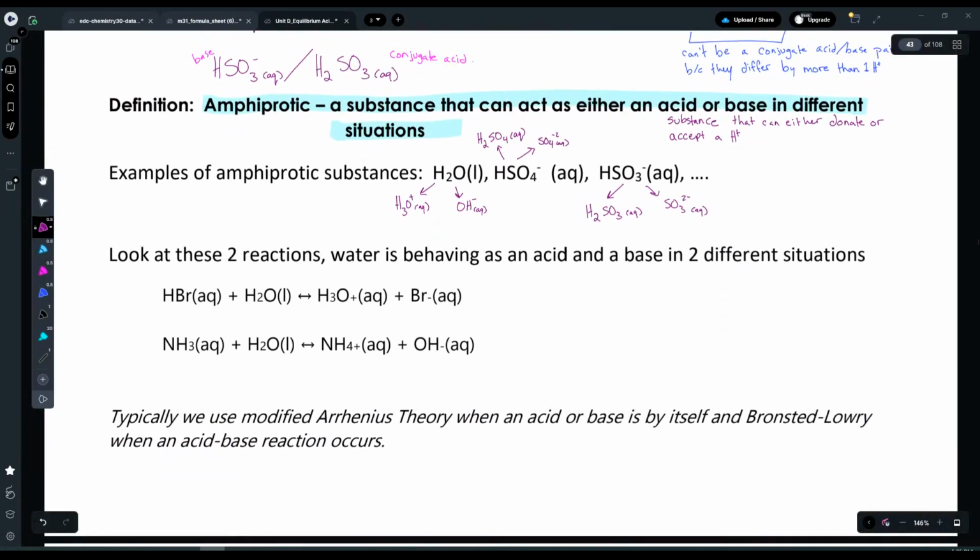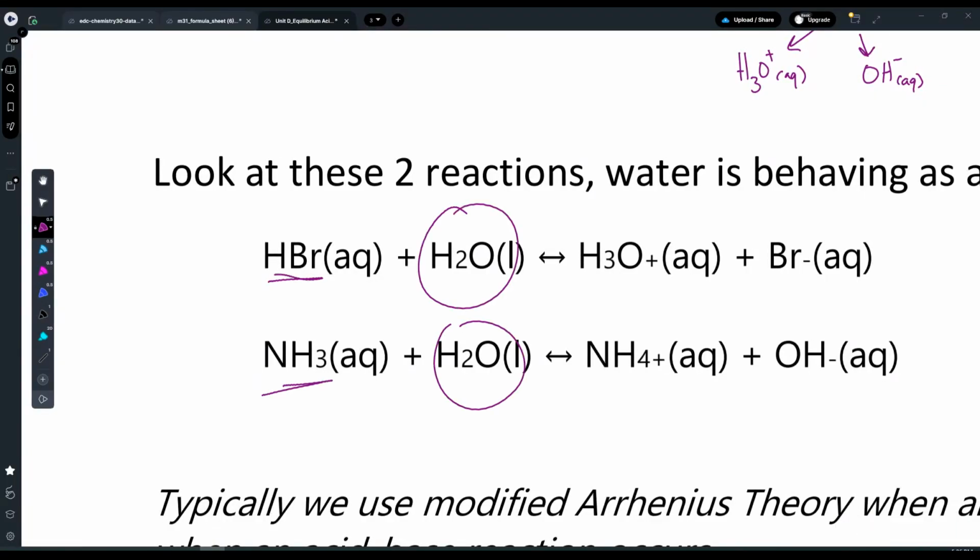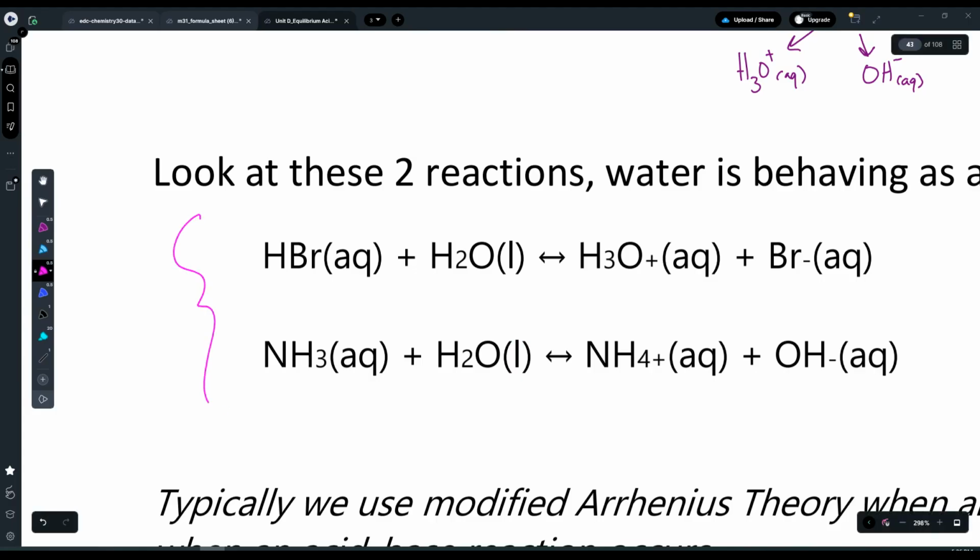All right, so we're given these two reactions. Water is behaving as an acid and a base in these two different scenarios here. Okay, so what they've given, because we have substances that are reacting with water, that is your clue that these are modified Arrhenius reactions. So subsequent reactions will mostly be based off of modified Arrhenius reactions or Bronsted-Lowry reactions. So make sure that you're super comfortable with both.